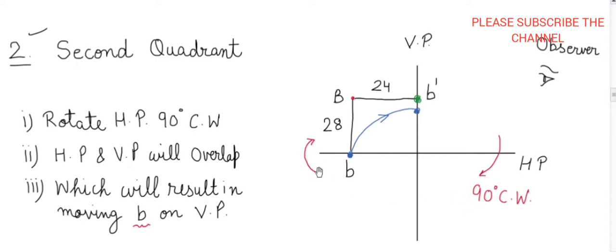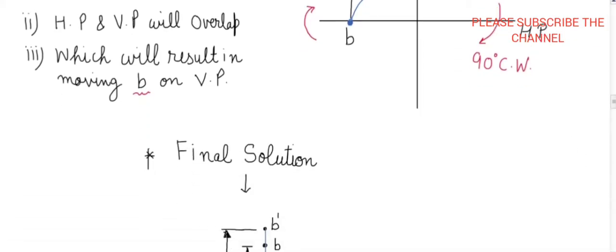This red color shows the HP rotated 90° clockwise. So the HP and VP will overlap, which will result in moving the top view, which is shown by small b on the VP. This blue color curve shows the movement of our top view. This top view, which is projected on HP, moves to the VP. So what will be the final solution? The final solution will be just like that.